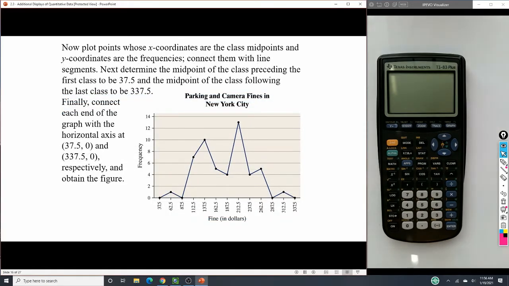All right. Now, if we were to put those midpoints on there, we could then connect them, and this is what our frequency polygon would look like. Notice all those numbers are just the midpoints of the previous charts.